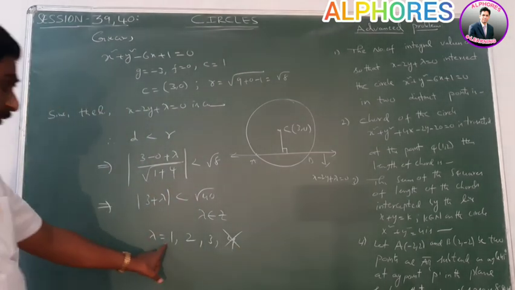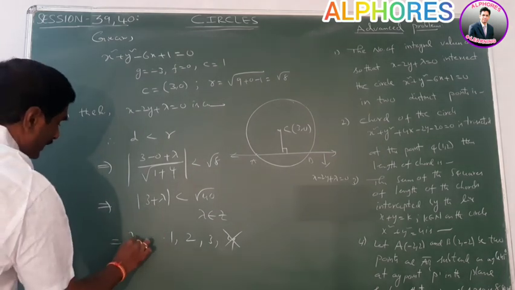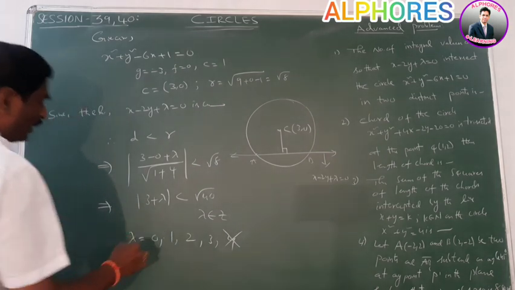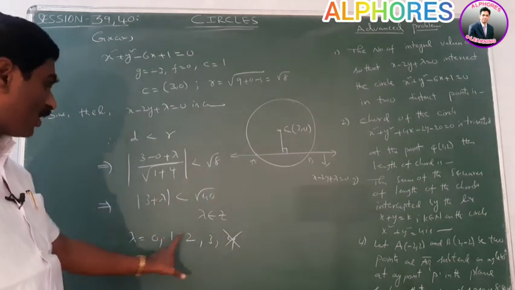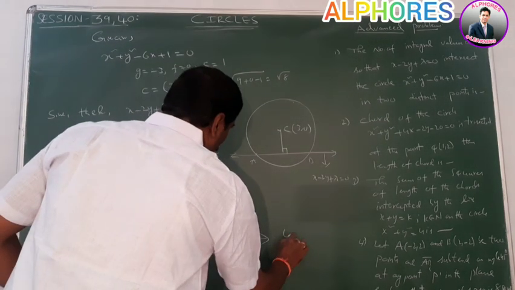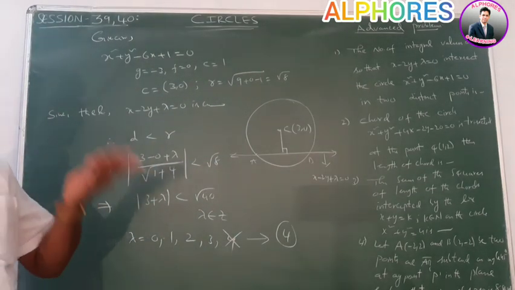So, the positive values are 1, 2, 3, and at the same time lambda is equal to 0 also satisfies. Lambda is equal to 0: 3 plus 0 means 3, 3 means root 9, which is less than root 40. So 0, 1, 2, 3. Here we get 4 solutions.